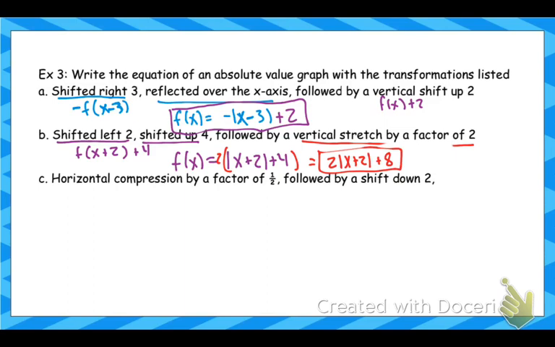All right, and then looking at this last one. Horizontal compression by a factor of 1/2. Now be careful. 1/2 horizontal compression, what that's going to look like in our equation is f of 2x. All right. Then it says followed by a shift down 2. So a shift down 2 is going to be f of x minus 2. So this is going to be the absolute value of 2x, minus 2.